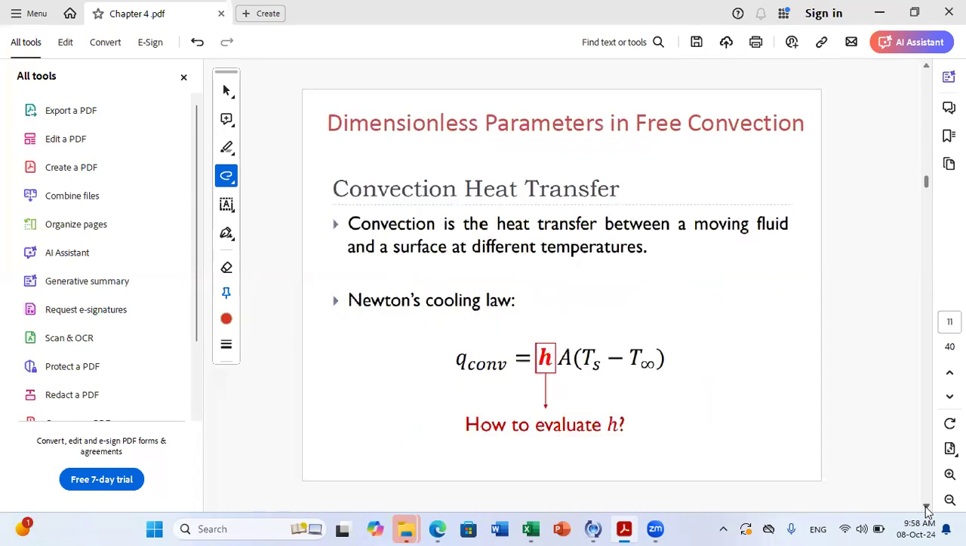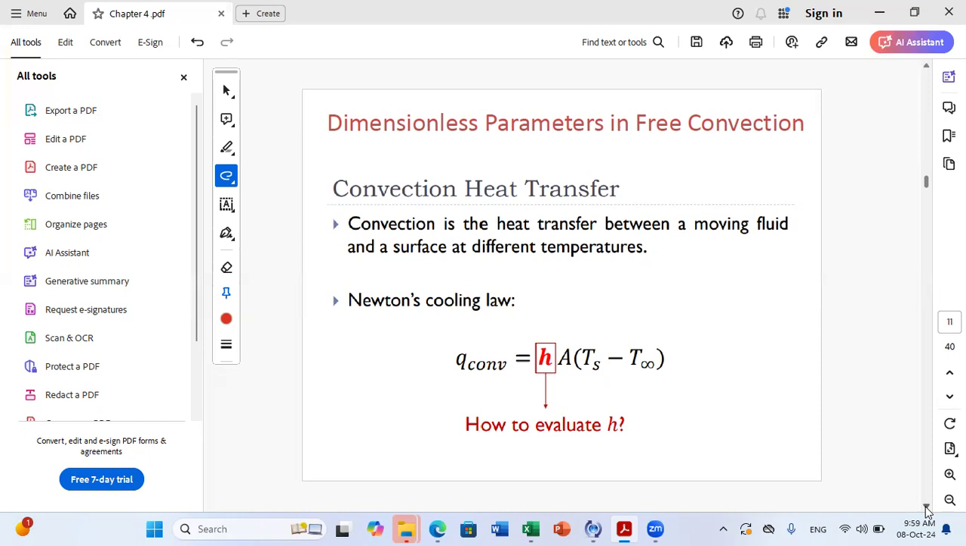Okay, so until now, we said that in convection, one of the most important parameters is the convective heat transfer coefficient h. And now the idea is how to evaluate h. And as we said, h is really complex. It's affected by the type of the moving fluid, the geometry of the surface, the roughness of the surface, etc.